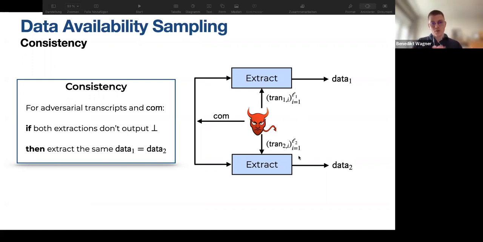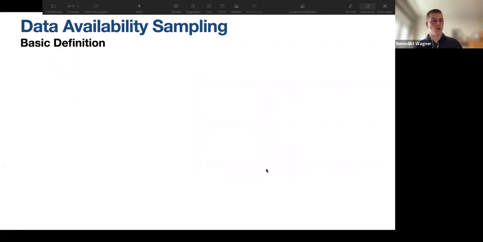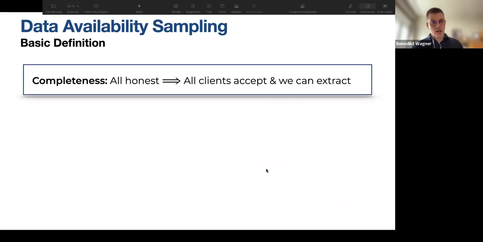Now we also see that outputting some default data is not a good scheme. It will not satisfy this notion, because the adversary can just be honest in the first set for some random data that he encodes and force the second extraction to output the default data, and then this will not work. So this consistency tells us something about what we extract. Okay, so this is our basic definition. Let me summarize it. We have this completeness notion, which is very natural. If everyone is honest, then all clients accept and we extract the original data.